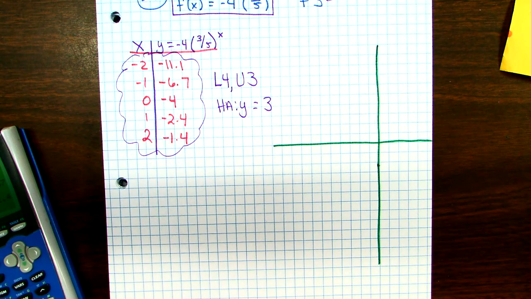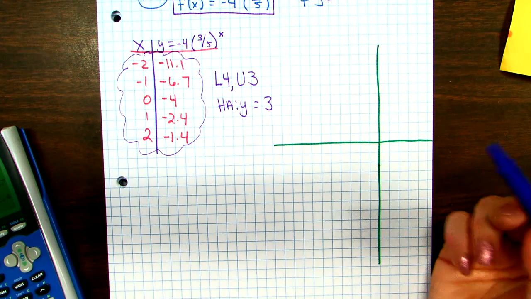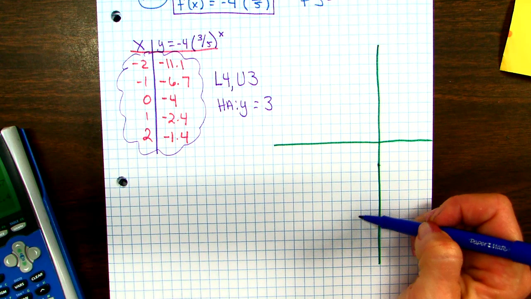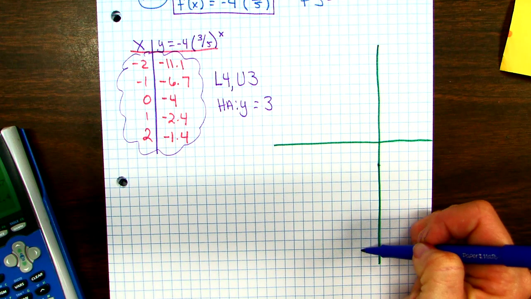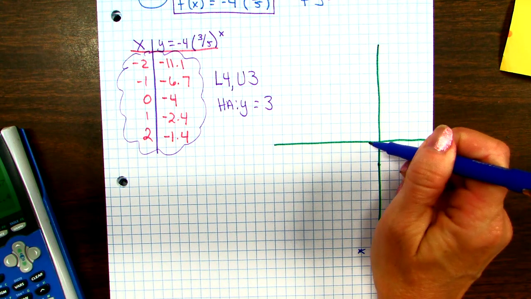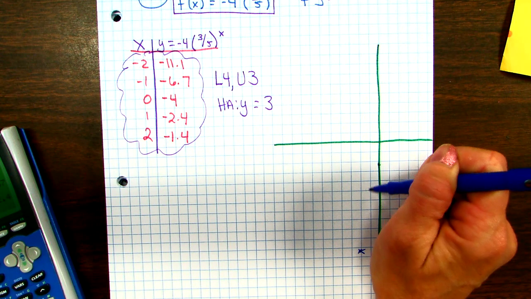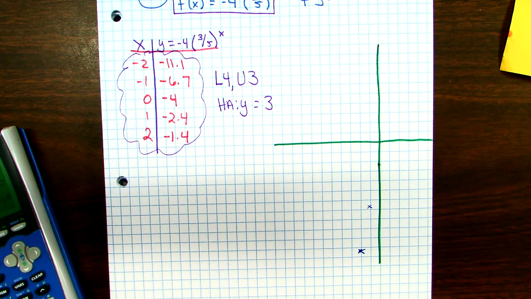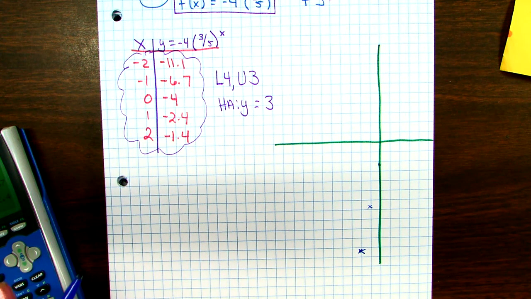Okay, so I'm going to go to the left 2, down 11.1. Okay, 1, 2, 3, 4, 5, 6, 7, 8, 9, 10, 11. If you don't want to use that much graph paper, you don't have to. Just label it for me. .7 is between 6 and 7, right? Somewhere in between.